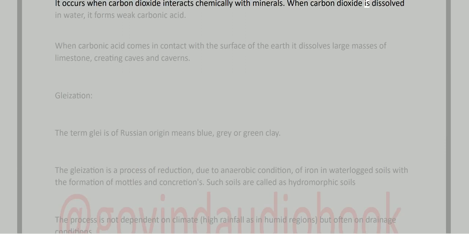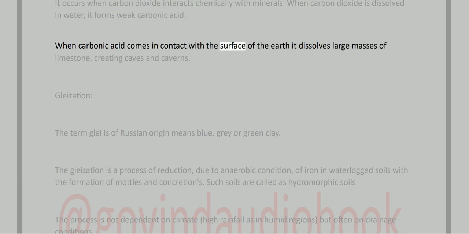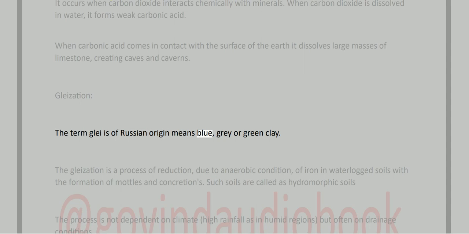When carbon dioxide is dissolved in water, it forms weak carbonic acid. When carbonic acid comes in contact with the surface of the earth, it dissolves large masses of limestone, creating caves and caverns. Glaciation. The term glacier is of Russian origin, meaning blue, grey or green clay.